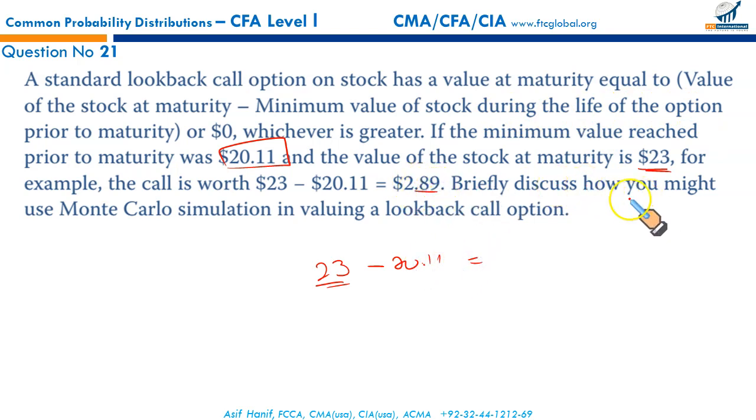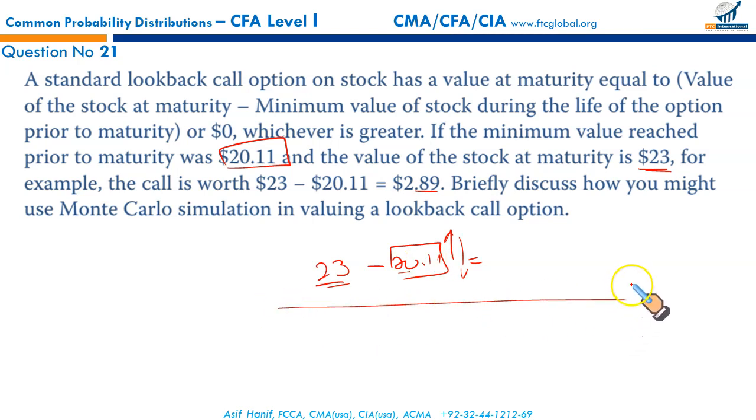Briefly discuss how you might use Monte Carlo simulation in valuing a look-back call option. In Monte Carlo simulation, we generate probability distributions. This is what can be varied. Varying the minimum value of the stock during the life of the option and calculating the terminal value of the option, and then discounting it at a certain rate, will give you the result for one trial.